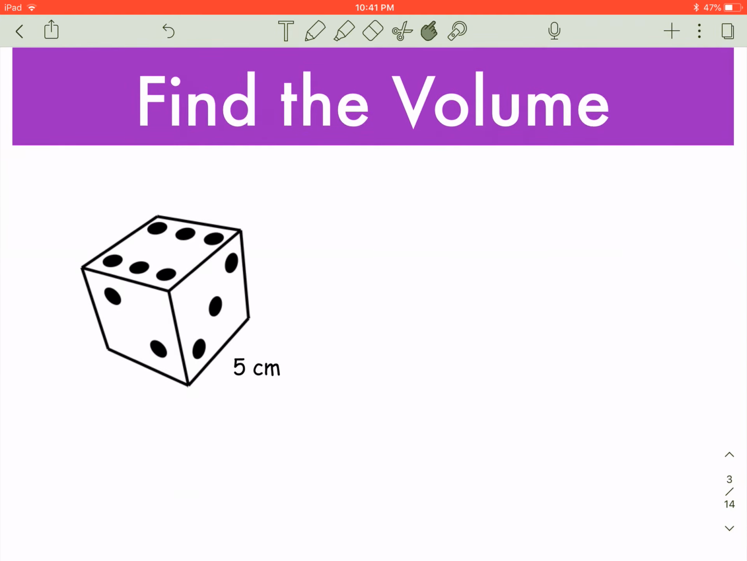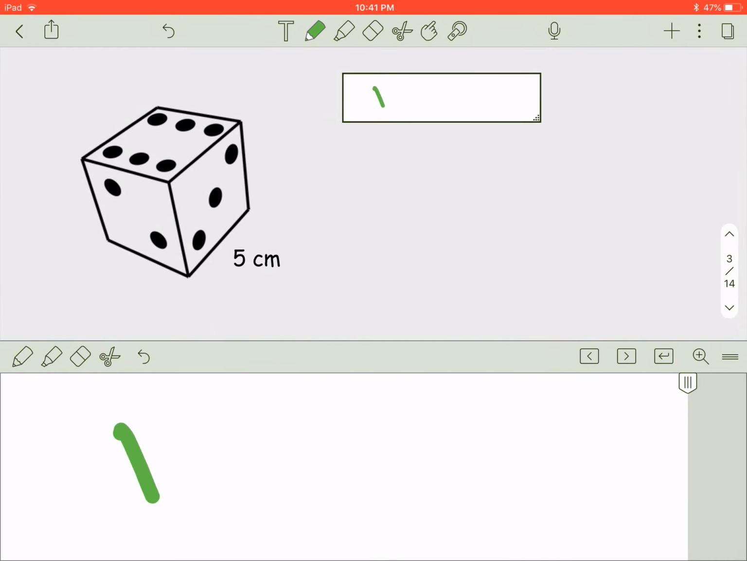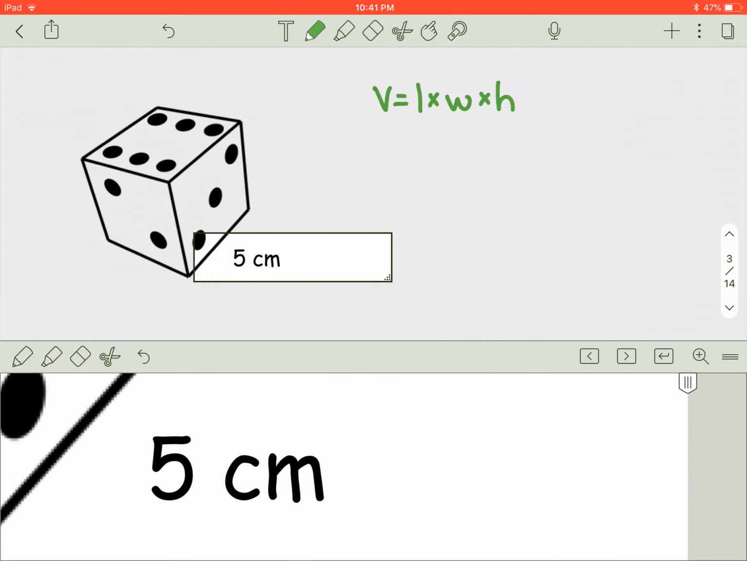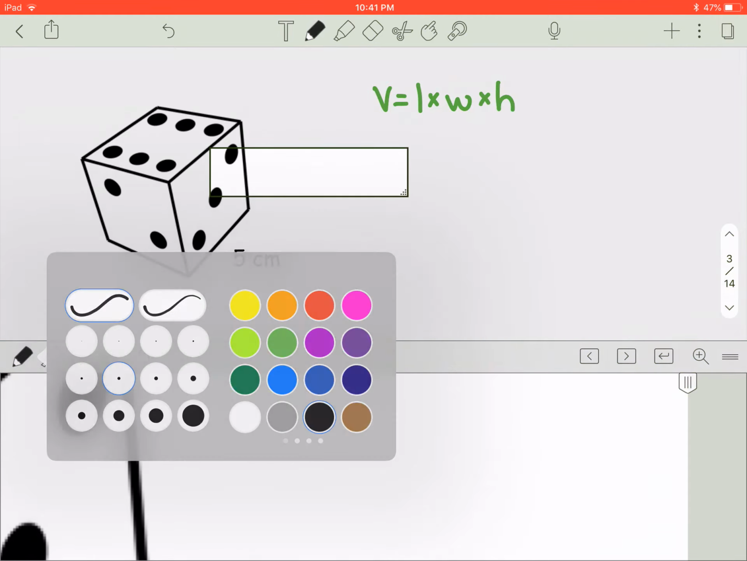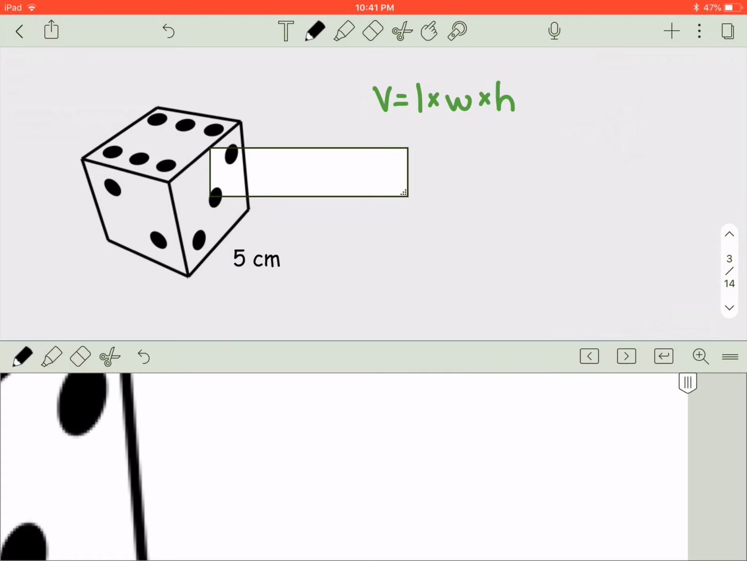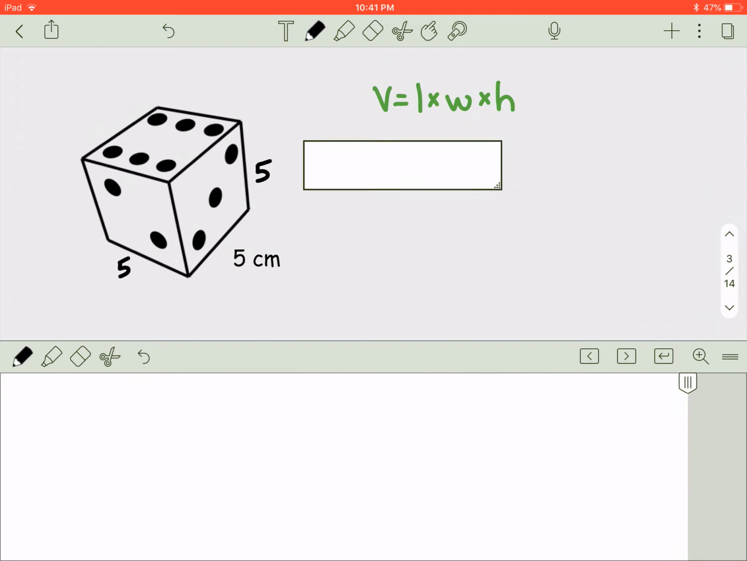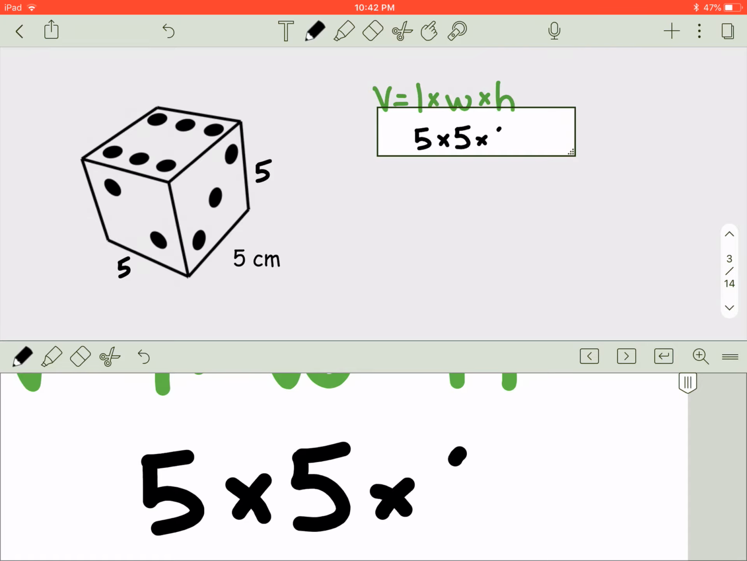Let's look at a die. This one's a little bit harder, because we've said that volume equals length times width times height. This only has one measurement. But if you guys think about what makes a cube, well, it's a three-dimensional square. In other words, all the sides are the exact same. So its width is 5, its length is 5, and its height is 5. All of those would be 5. So it would simply be 5 times 5 times 5.